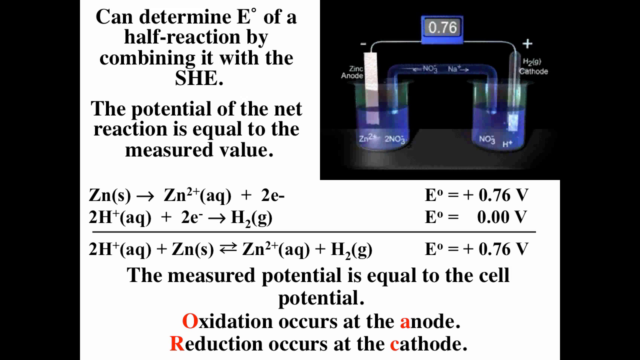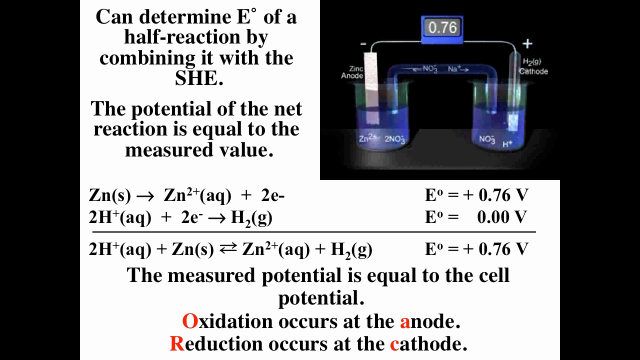And so here you see the zinc being oxidized, and so the 0.76 is the oxidation potential. Here you see the hydrogen ions being reduced, and so the 0.0 is actually the reduction potential. And so if we wanted to know the oxidation potential for the zinc, we can set up a zinc cell with the hydrogen cell and we just measure it. It's really kind of cool.